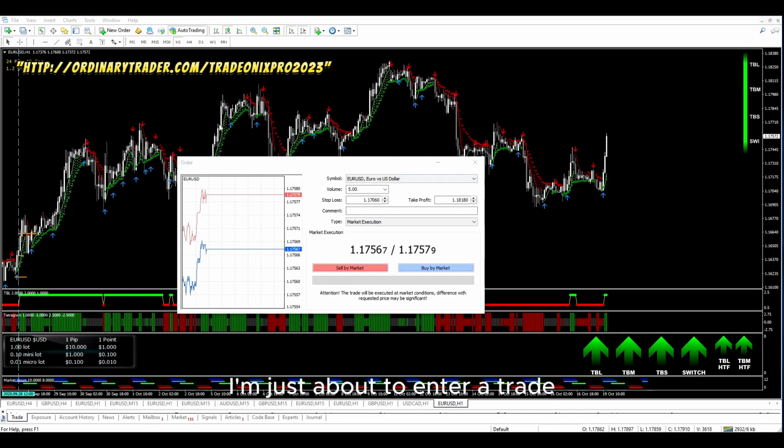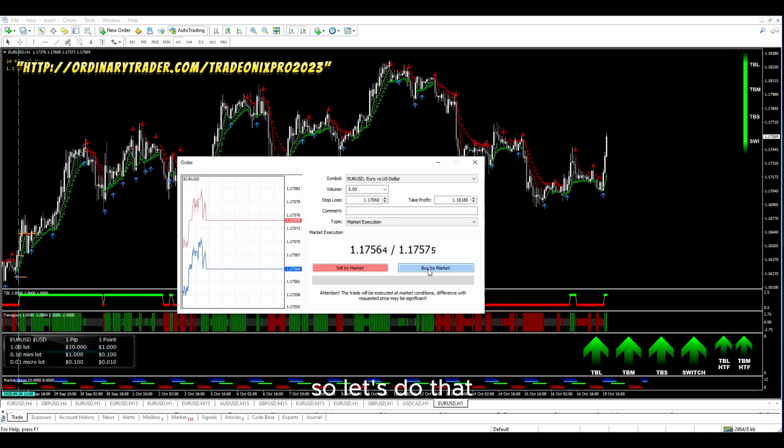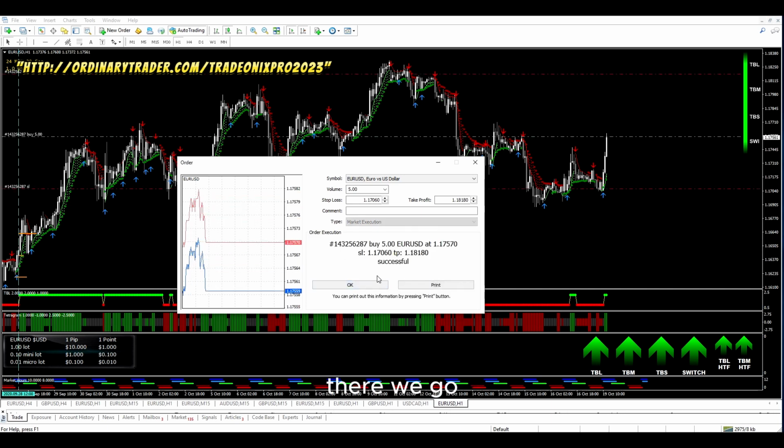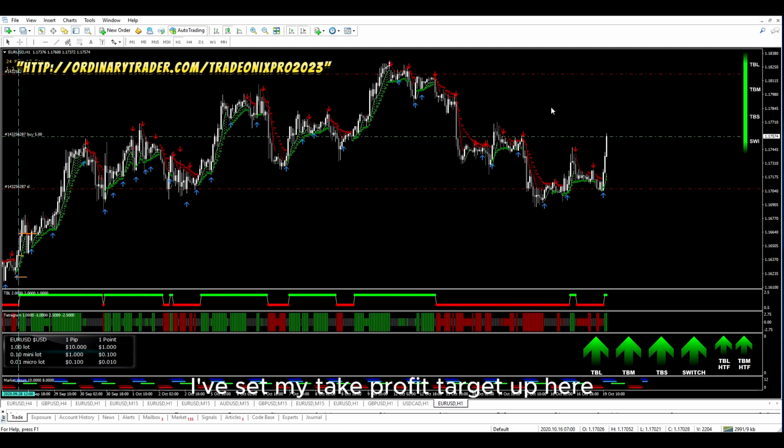Okay guys, I'm just about to enter a trade on the 1 hour of the Euro US dollar. All the conditions for entering the trade have been met, as all of my indicators are in alignment. I'm going to enter a buy trade, so let's do that. There we go. I've set my take profit target up here, and my stop loss is down here. And now we're going to wait to see how this trade plays out, so I'll come back to this shortly.